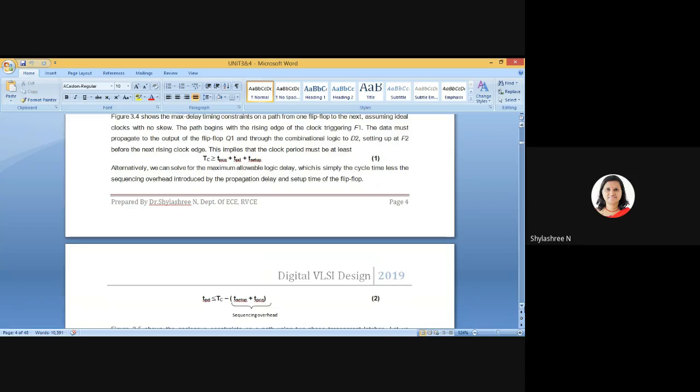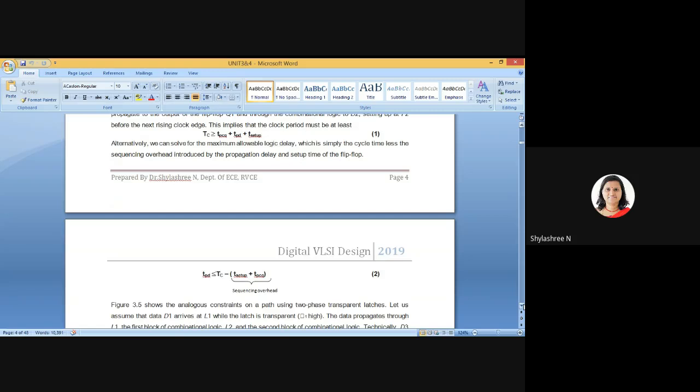Or alternatively, you can also write it in terms of your combinational logic. Why the two equations? You can observe equations 1 and 2, because I said either you can increase the clock period or you can redesign the combinational logic to be faster. For redesigning the combinational logic to be faster, your TPD should be less than or equal to TC minus T setup plus TPCQ. TC is nothing but your cycle time minus the setup time plus the clock to Q propagation delay. This we are calling the sequencing overhead.